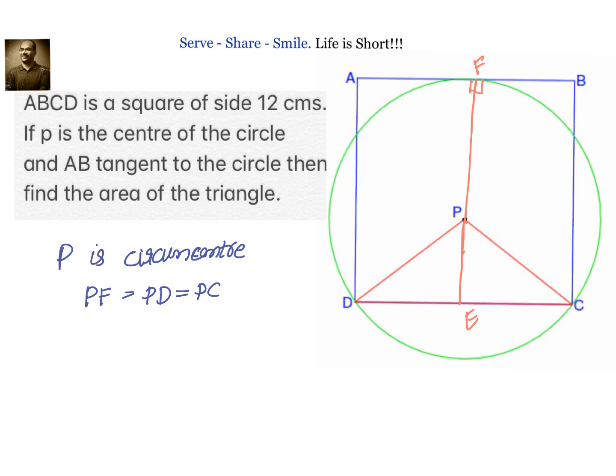Now what is circumcenter? Circumcenter is the point of intersection of perpendicular bisectors. That means we know these two are equal and divided at 90 degrees. Now what is DP? We don't know. So let us say DP equals R. If that is R, then we know this is also R. Now 12 is divided into two parts, so this is 6 and this is equal to 6.